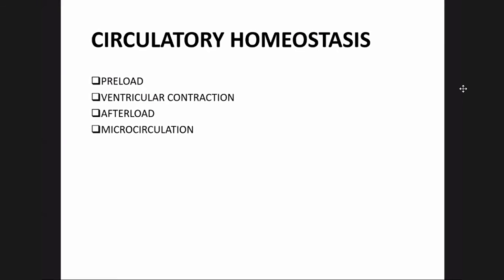Then we have circulatory homeostasis. We have preload, which is the volume of blood in the ventricle at the end of diastole. Then we have ventricular contraction. The Frank-Starling curve describes the force of ventricular contraction as a function of its preload. We have afterload, the force that resists myocardial work during contraction. And microcirculation has an integral role in regulating cellular perfusion and is significantly influenced in response to shock.